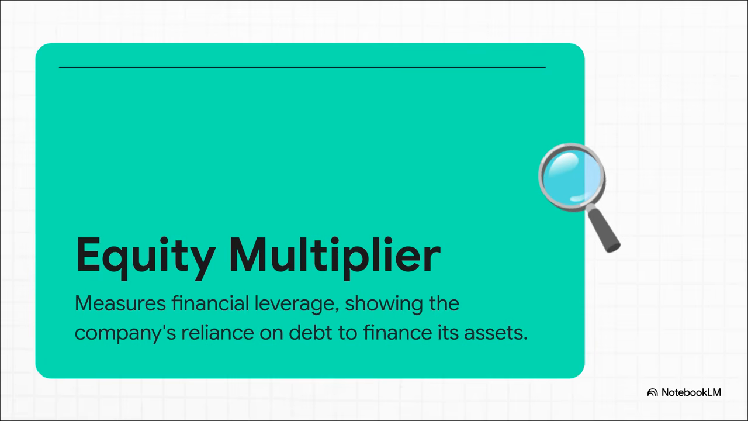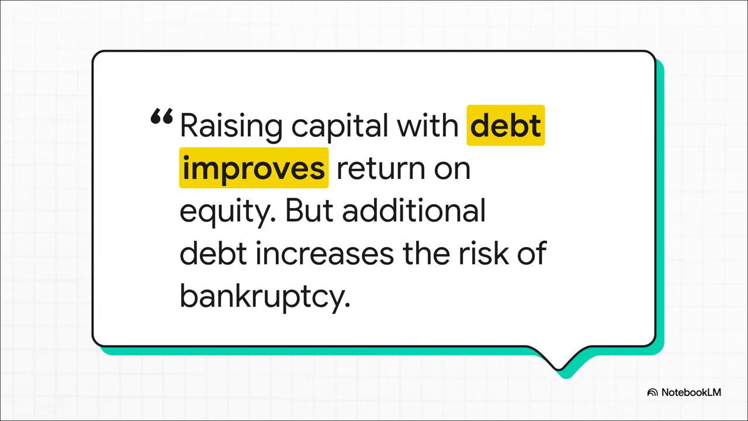The equity multiplier, as it's called, shows us how much of the company's assets are paid for with debt. So, for example, a multiplier of 2 means that for every $1 of the owner's money, the company has $2 in assets, which means that the other dollar must have come from debt. A higher number here means more debt. Simple as that.